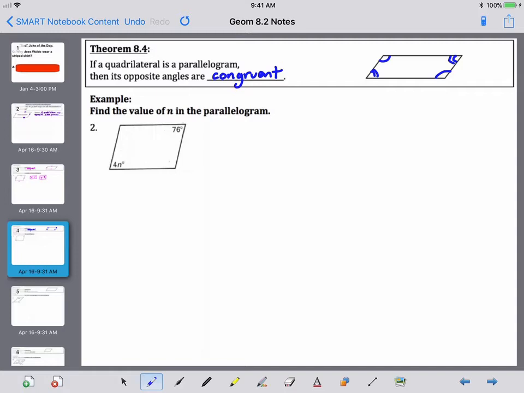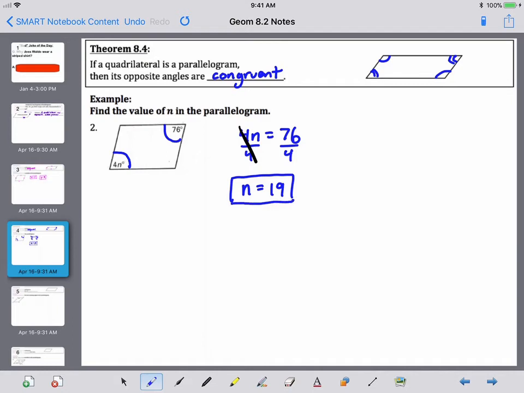Okay, so if we look here, we're asked to find the value of n in the parallelogram. Since this is a parallelogram, these two angles must be congruent, and we can say 4n is equal to 76. Dividing both sides by 4 will get us n by itself, and 76 divided by 4 is 19. So n is 19.